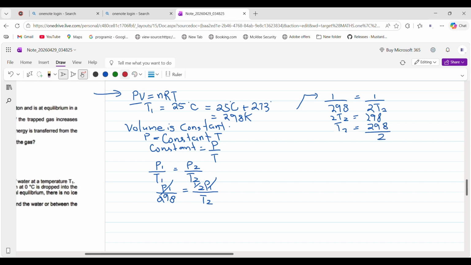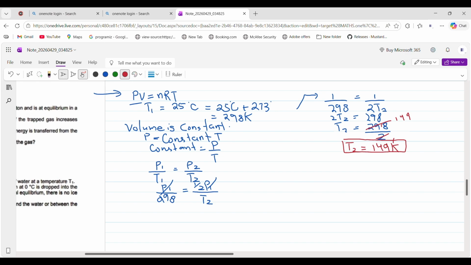2 ones are 2, 2 ones are 2, and 8 comes, 4s are 8, 1 here, 9s are 18. So 149, right? T2 comes 149. And it comes in Kelvin, because we know that the ideal gas equation has only temperature in Kelvin. That's why we converted 25 degrees centigrade into Kelvin first, right?